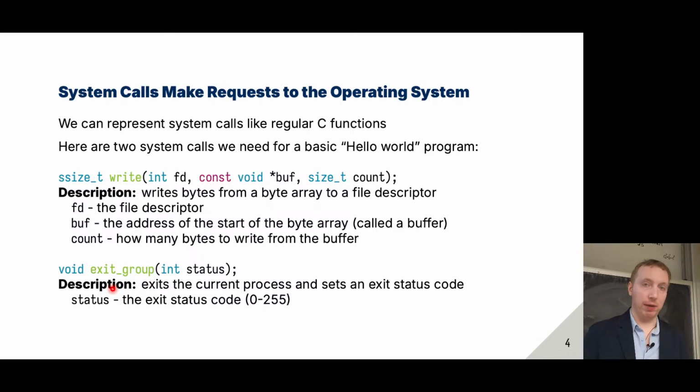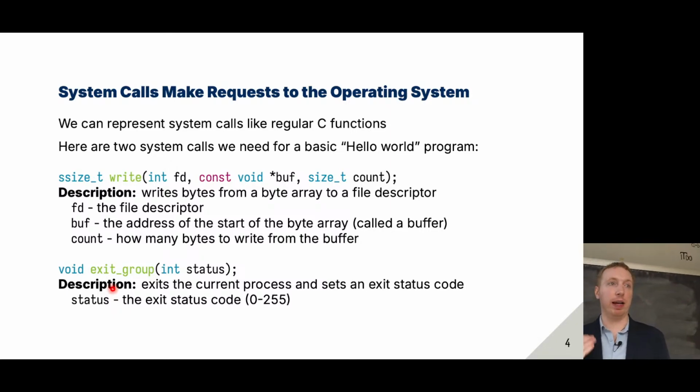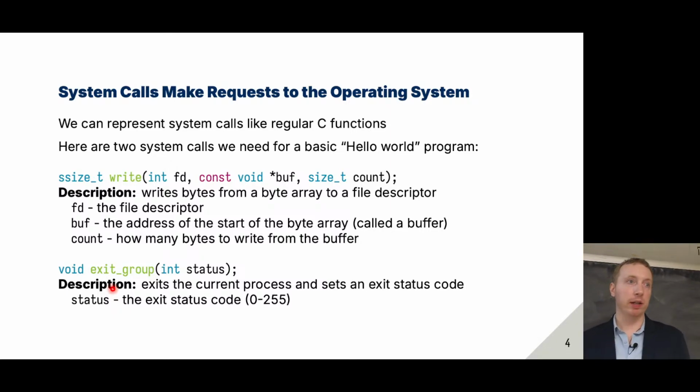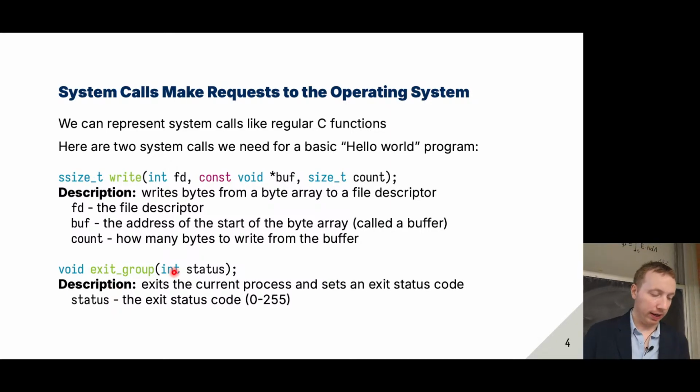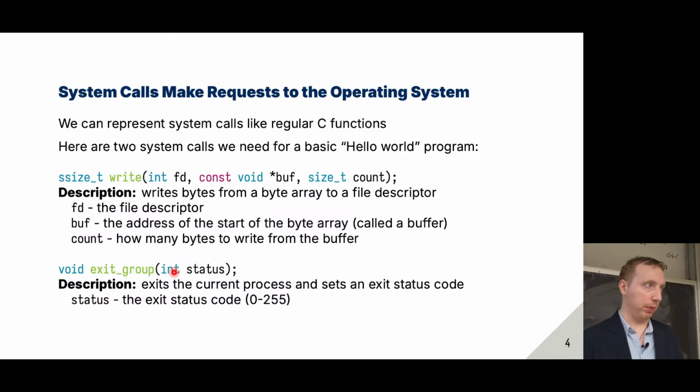a status, and what it does is it ends the current process from running. And that exit status code is just a number between 0 and 255. By convention, 0 means there are no errors. And again, you don't actually have to know this, but it might come up during the course.